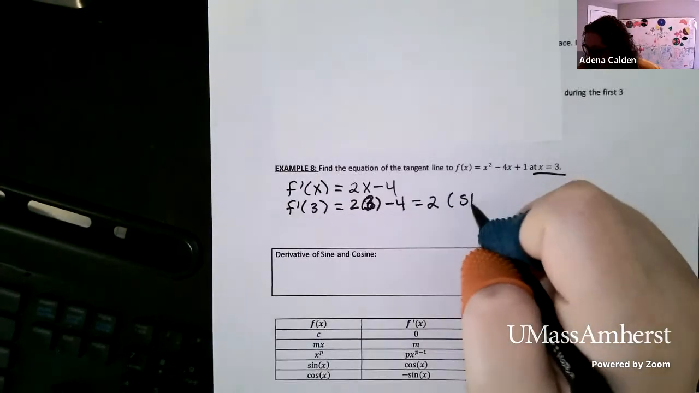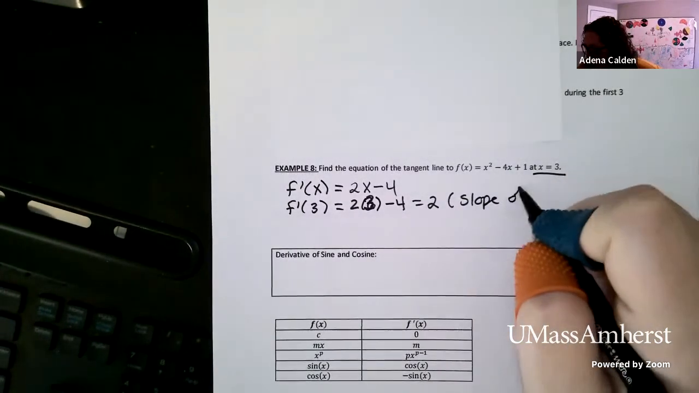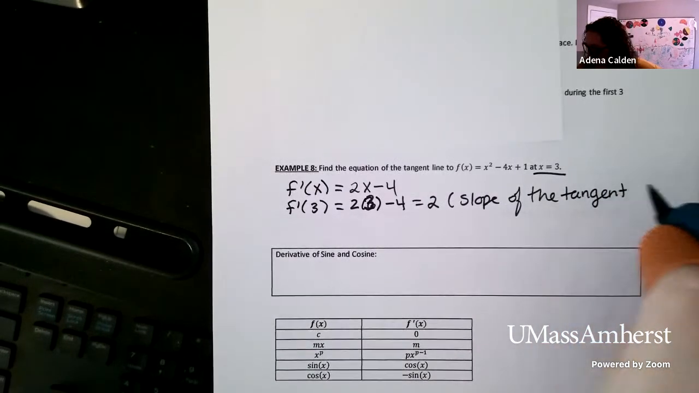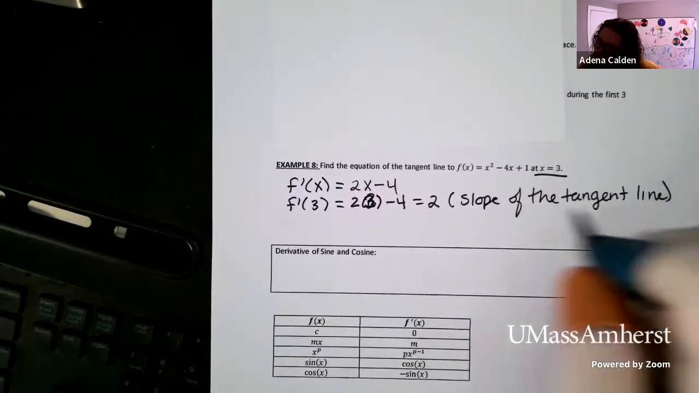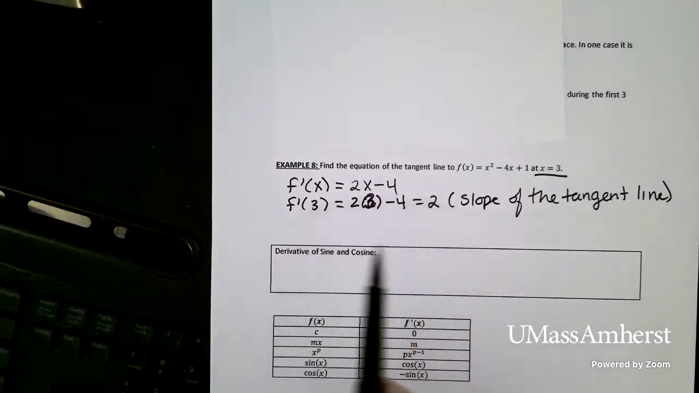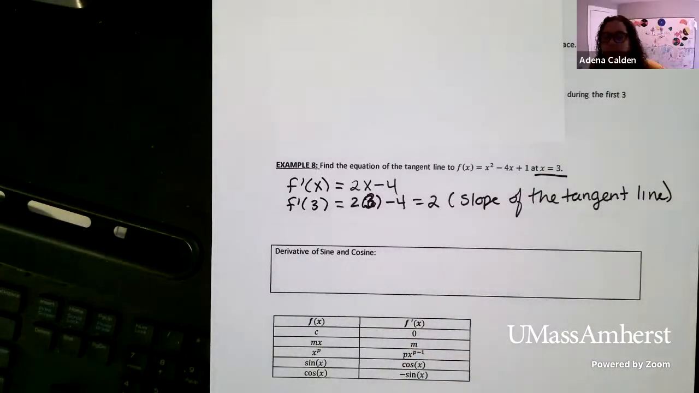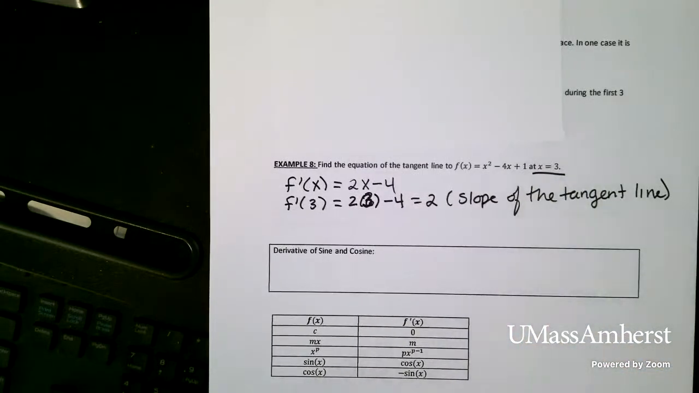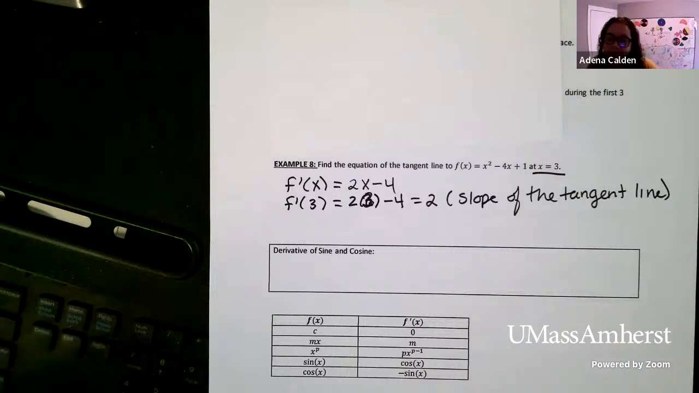So this is the slope of the tangent line, right? And it's the slope of the tangent line that touches at 3. If I were to ask you what was happening at x equals 5, we would get a different value and a different tangent line, right? So it's really important that we're looking at what is given and where we are evaluating. So we have the slope.